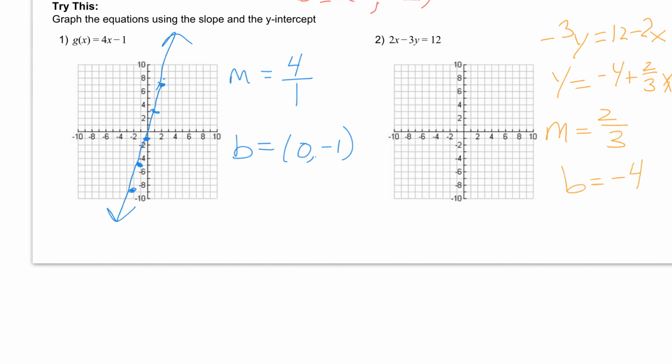So the graph, we should have our y-intercept at negative 4, and we're going up 2 and to the right 3. You could also go down 2 and to the left 3. And then make sure you have your nice line drawn in. If you have questions on graphing using the slope and y-intercept, please let me know.